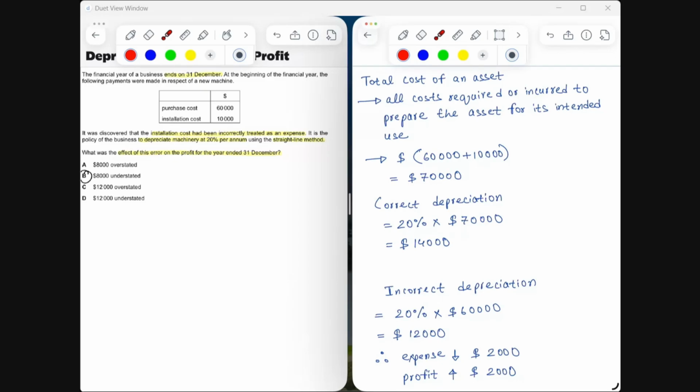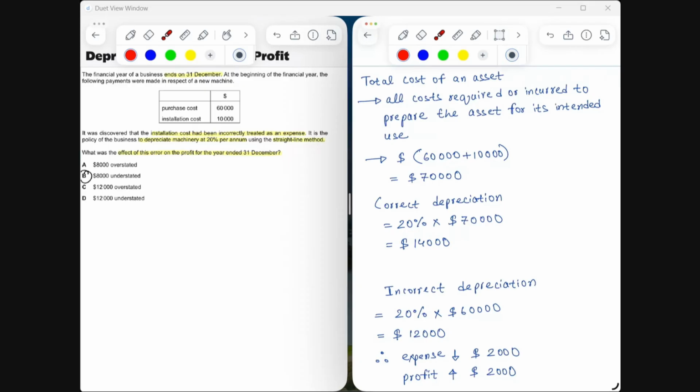Today we have another question for my A-level accounting students. We can see the question on the left hand side of our screen, and on the right hand side we've got all the workings which I'll go through and explain step by step. In this question we are dealing with non-current assets and the effect of an error on the profit.